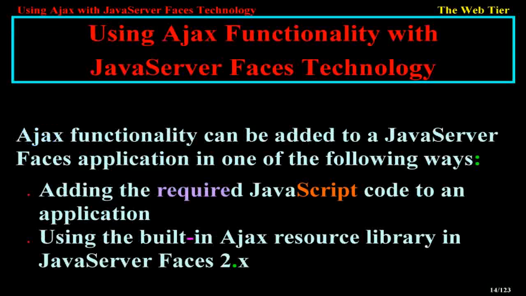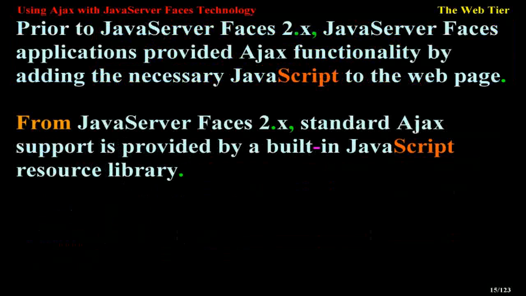Using Ajax functionality with JavaServer Faces technology: Ajax functionality can be added to a JavaServer Faces application in one of the following ways: adding the required JavaScript code to an application, or using the built-in Ajax resource library in JavaServer Faces 2.x. Prior to JavaServer Faces 2.x, JavaServer Faces applications provided Ajax functionality by adding the necessary JavaScript to the web page. From JavaServer Faces 2.x, standard Ajax support is provided by a built-in JavaScript resource library.